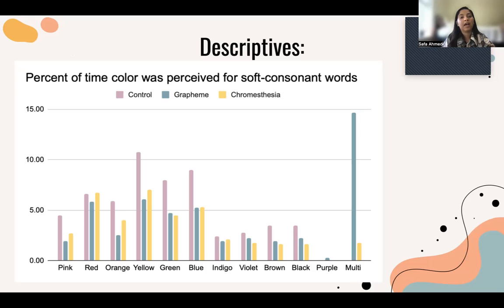This graph shows the percent of time color was perceived for soft consonant words. Again, you can see that a lot of the grapheme answers included multiple colors and intensities. And so also you can see here that red, yellow, and blue were chosen most often overall, but the different groups.